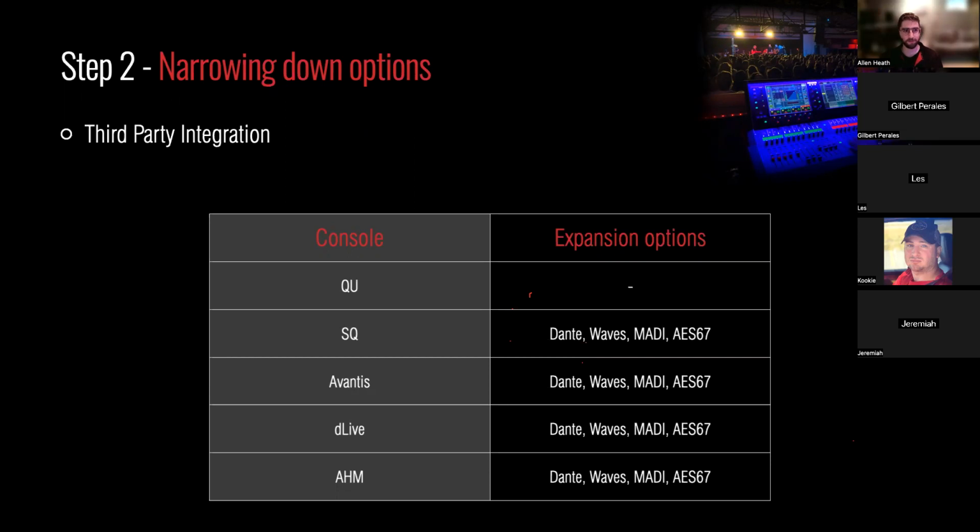If you wanted to really simplify things for the client and they needed Dante, you'd probably start between SQ and AHM in that case, because all of those have card slots where you can add Dante or Waves or MADI, and the Dante card supports AES-67 on all of those. So if you need to talk to other devices that use those protocols, I would probably avoid Q if they need to integrate with a Dante network. But of course you can do that if that's what has to be done.